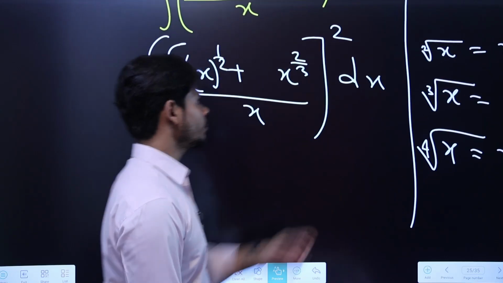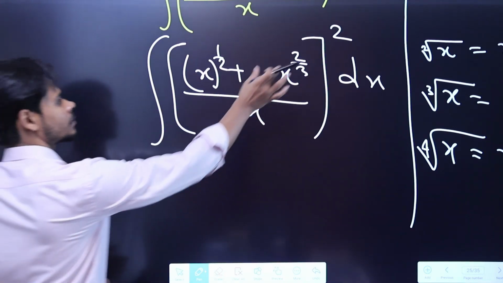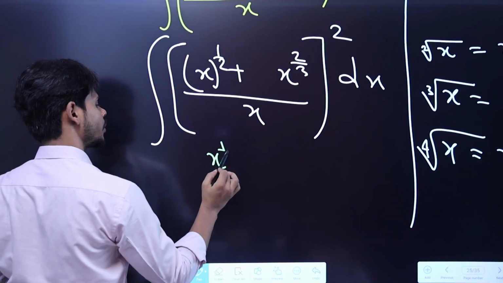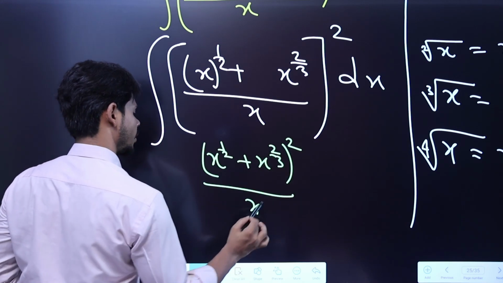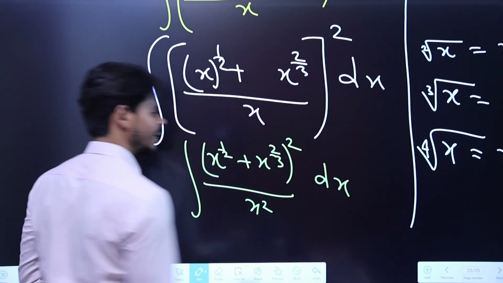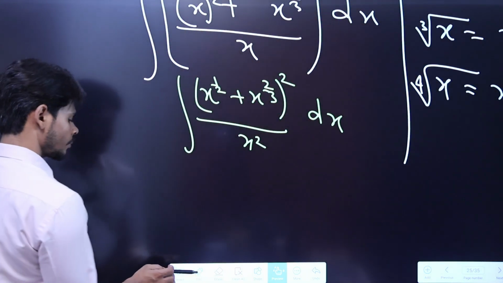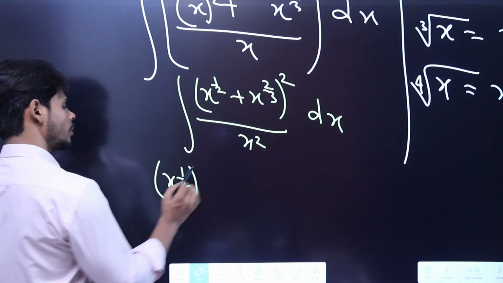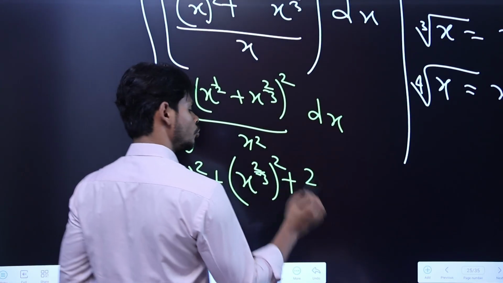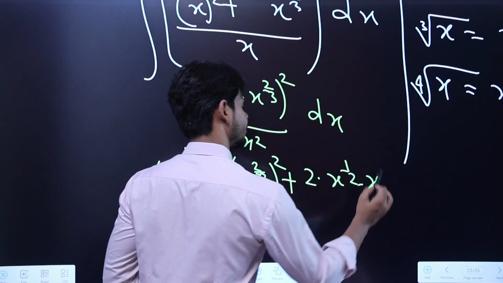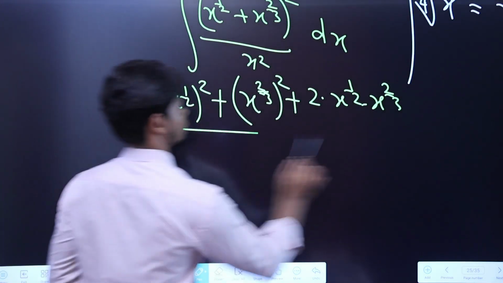Now let's solve it first, and then we will find the integral. What we can do is just make the square, the numerator as well as the denominator. So x raised to power 1 by 2 plus x raised to power 2 by 3, whole square, divided by x square. Also what I can do is apply the formula (a plus b) whole square, so it will become a square plus b square plus 2ab, right? 2ab, and whole divided by, no doubt, x square.